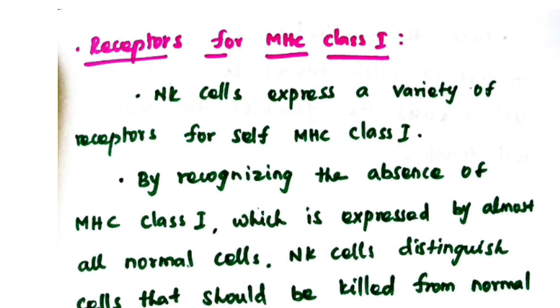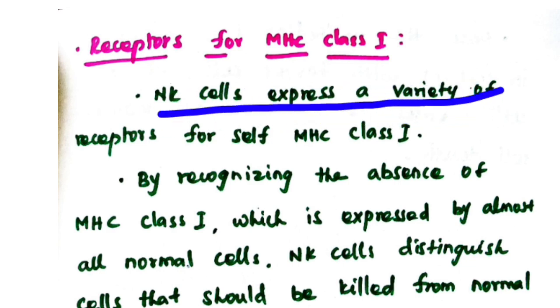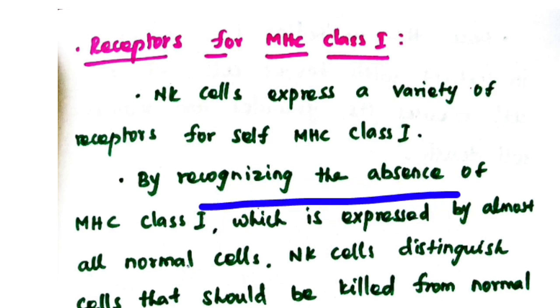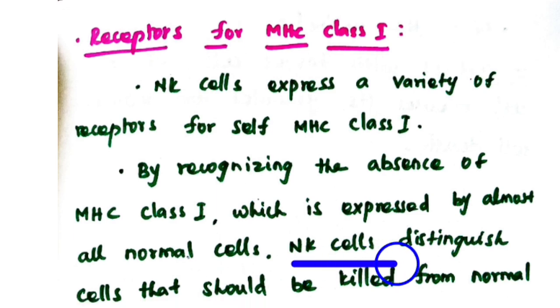So natural killer cells have receptors for MHC class 1. Okay, so these NK cells express a variety of receptors for self MHC class 1. By recognizing the absence of class 1 MHC molecule, which is expressed by almost all normal cells, as we already saw in types of MHC molecule, all nucleated cells express MHC class 1 molecule. Okay, so NK cells can recognize MHC class 1 molecule, so thereby NK cells distinguish infected cells, that is the cells that should be killed, from normal cells.